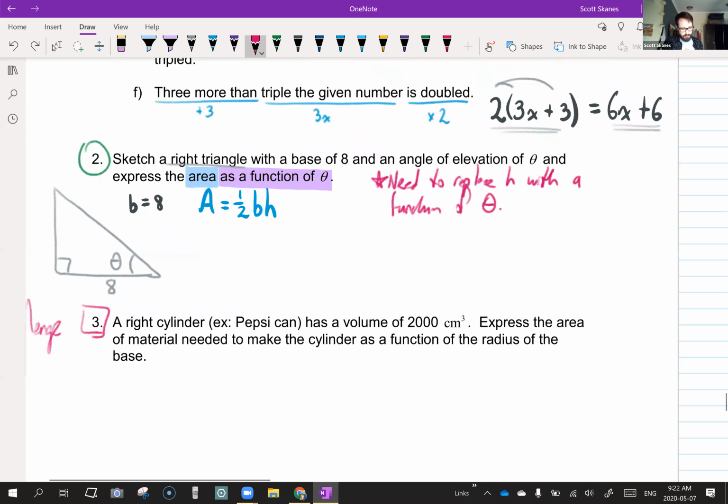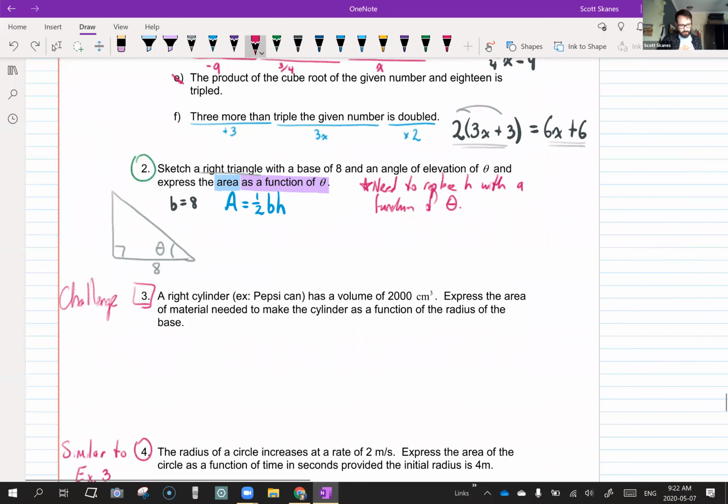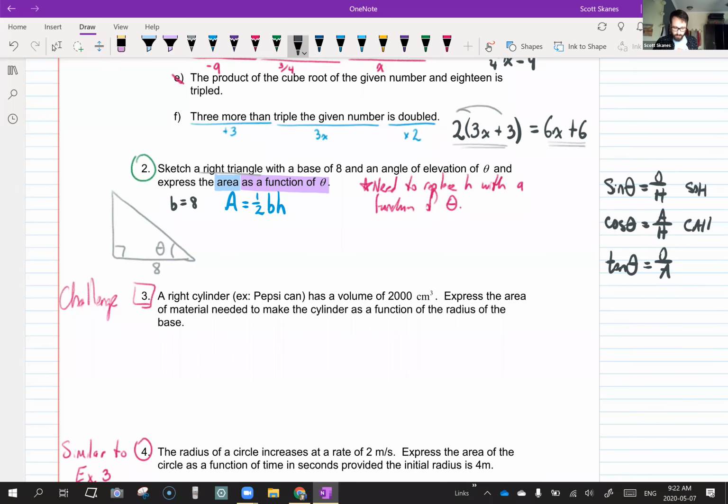It's our trig functions. We have 3 of them. We could use sine theta is the opposite over the hypotenuse. We could use that cos theta is the adjacent over the hypotenuse. Or we could use that tan theta is the opposite over the adjacent. And of course, most of you know this as SOHCAHTOA. Which one of these 3 rules will help us get h?